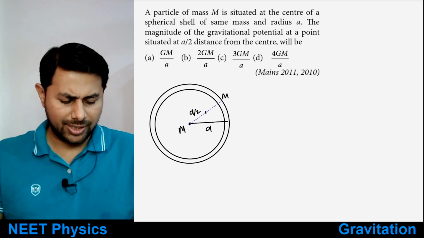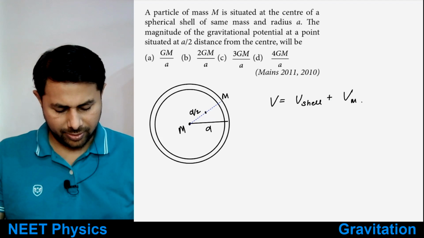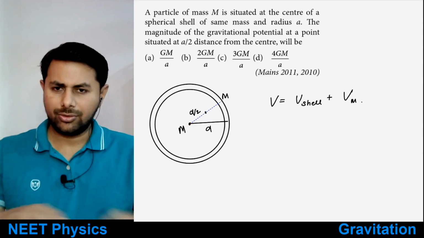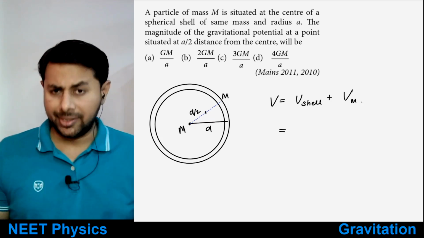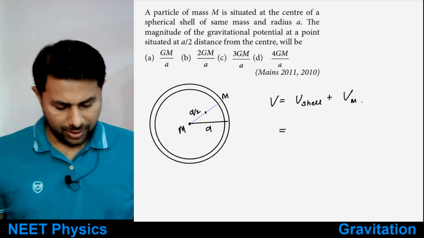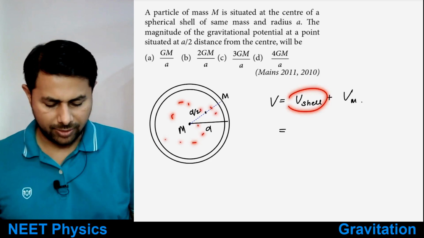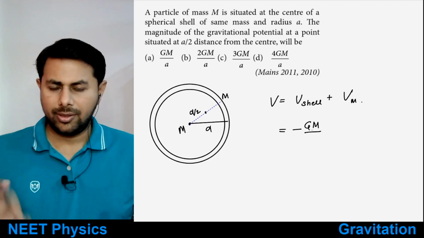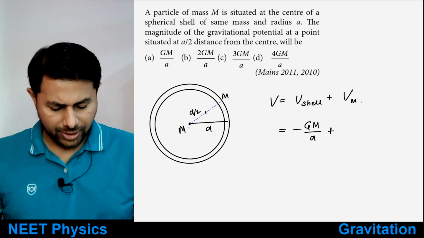Okay, so potential there would be equal to potential due to the shell plus potential of this point mass m, right? So potential due to the shell is constant over the whole interior region. That means at any point in the interior, potential due to the shell, we just saw, is a constant, and it is minus GM divided by the radius of the shell, that is a, plus potential due to this mass.